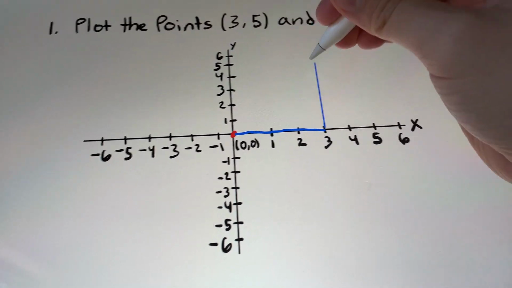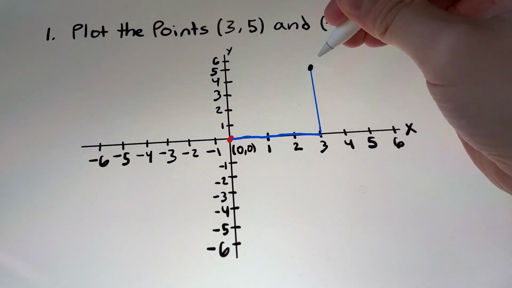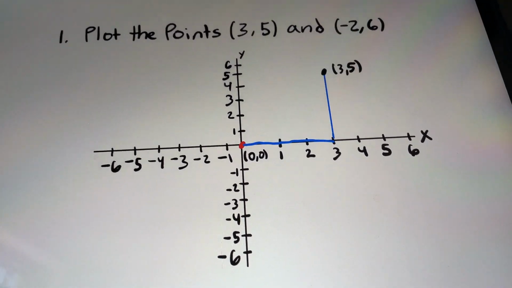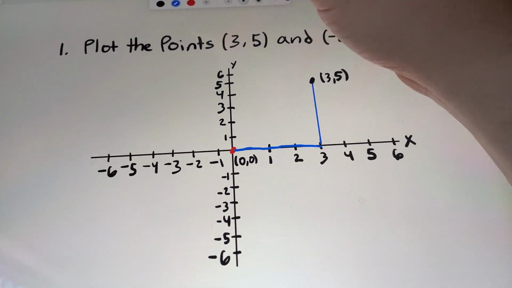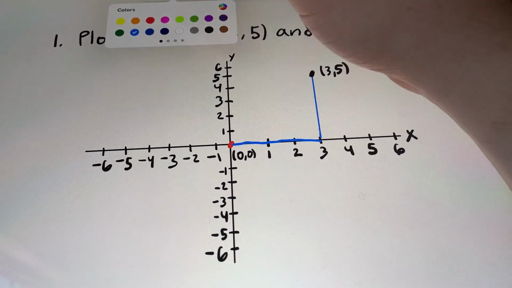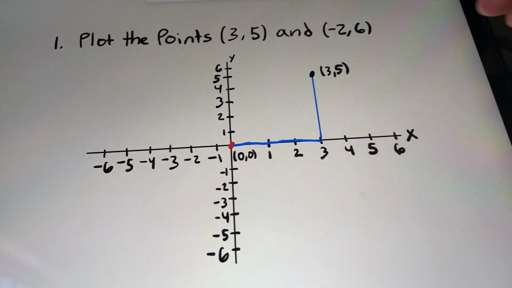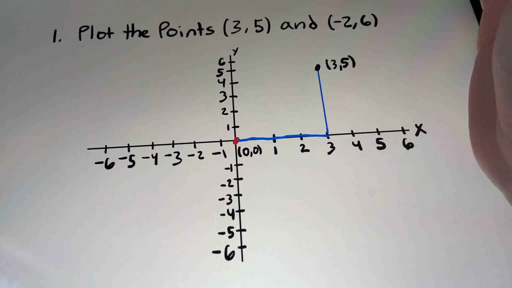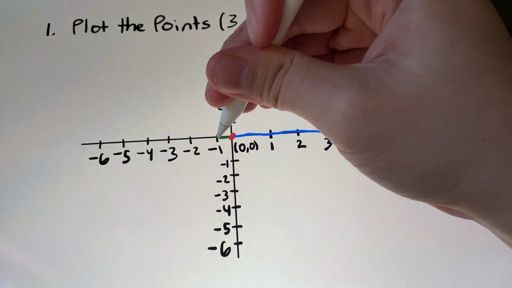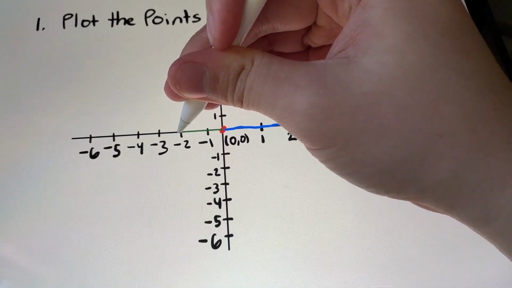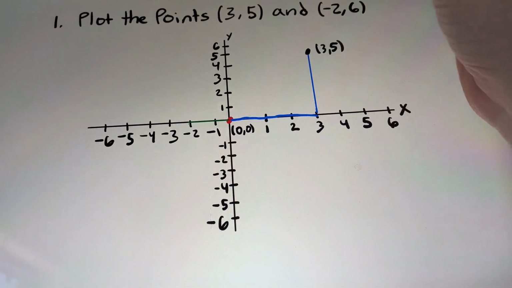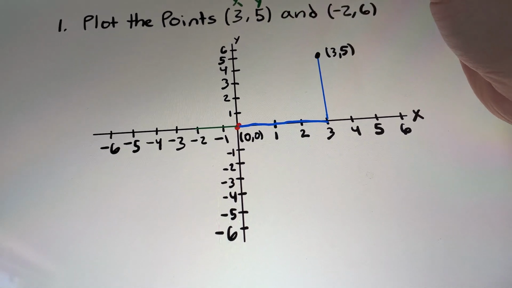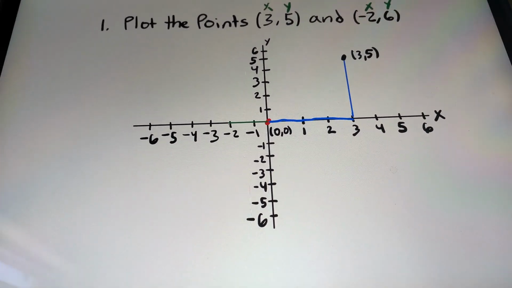Around there, I guess. And so that's the point 3, 5. And so next, to plot the, I'll use green actually. The point negative 2, 6, I'm going to go to the left 2 units because we have a negative number, a negative x value. And here I can just label this. This is x, y, this is x, and then the y coordinate.